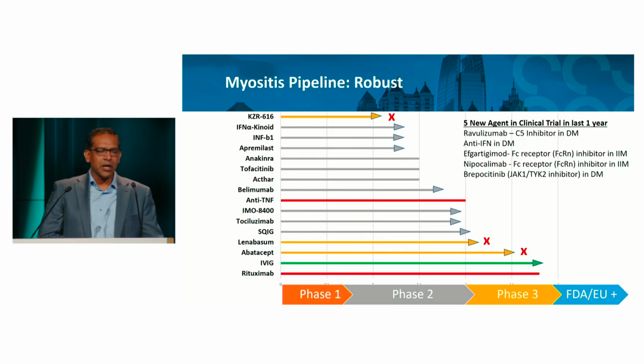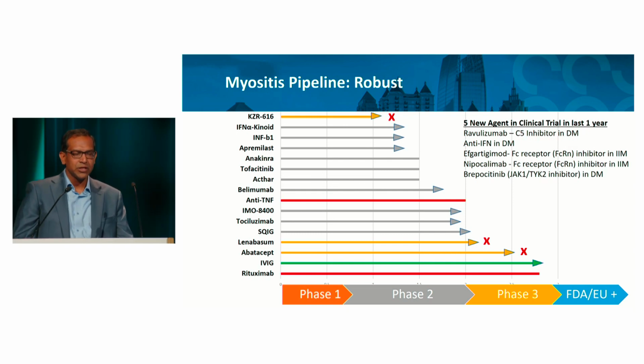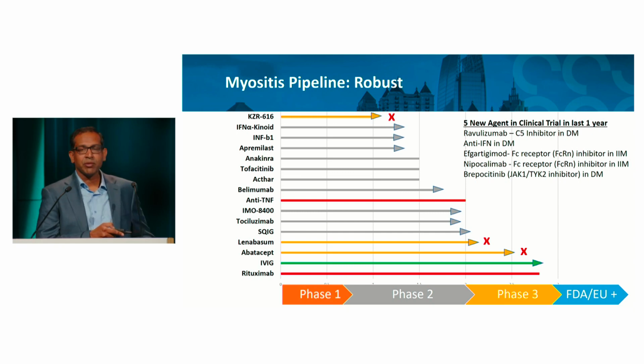And then last but not least, I want to reassure you that the myositis pipeline is very robust. We have many clinical trials ongoing, phase 2, many phase 3 clinical trials. Obviously, the only successful phase 3 clinical trial is IVIG. We have some negative news for you. Abatacept, which was another phase 3 clinical trial, was recently read out and was a negative trial for dermatomyositis for sure, but in a post-hoc analysis, it showed some benefit in necrotizing myopathy.